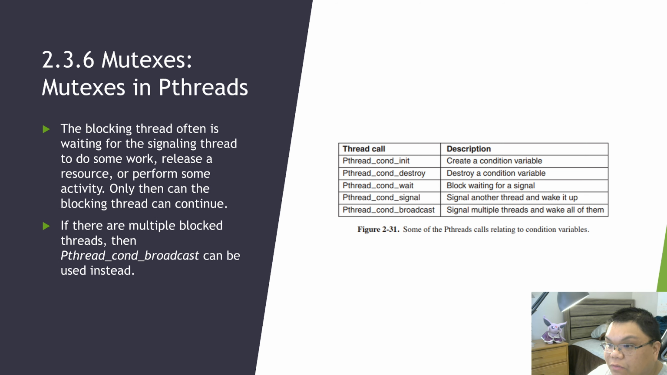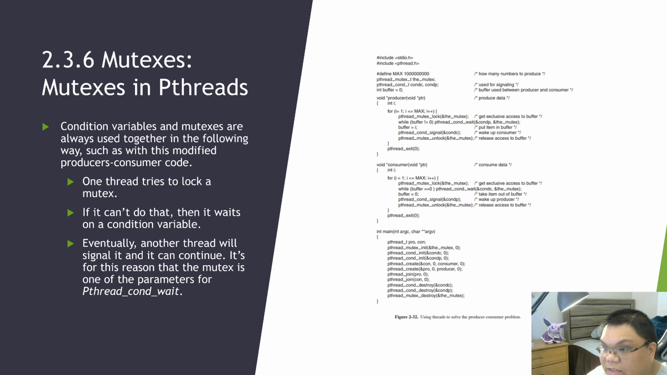The blocking thread is often waiting for the signaling thread to do some work, release a resource, or perform some activity. Only then can the blocking thread continue. Also, if there are multiple blocked threads, then we use pthread_cond_broadcast instead.